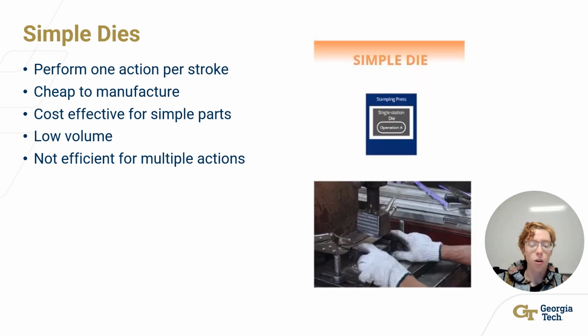Simple dies perform one action per stroke. This action can be cutting or forming. Simple dies are relatively cheap to manufacture when compared to other types of dies. This makes simple dies cost-effective for low volume production of simple parts that require one operation to produce. Simple dies are not efficient for parts that require multiple actions.